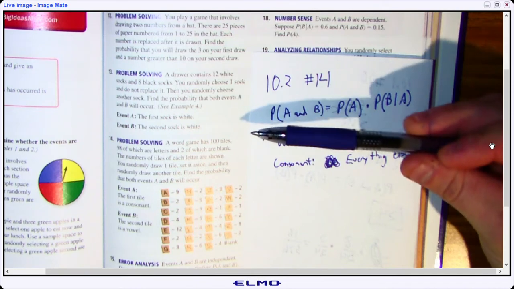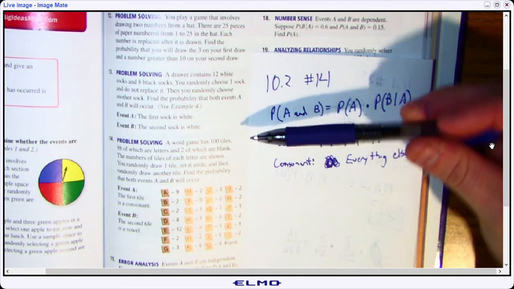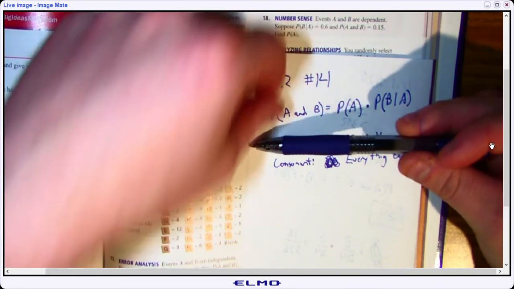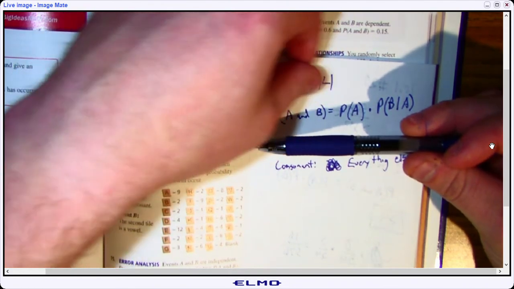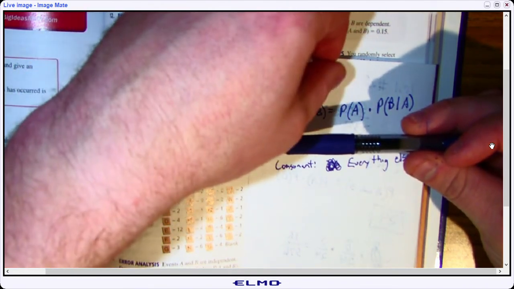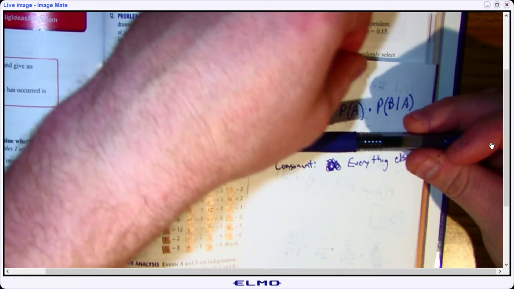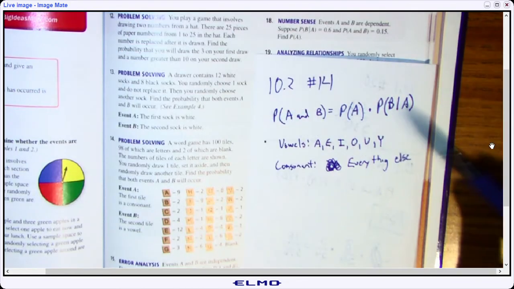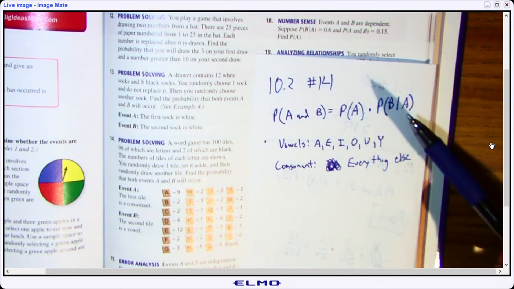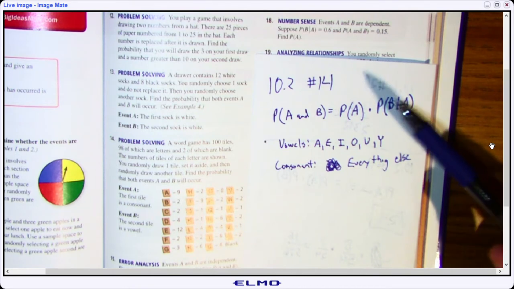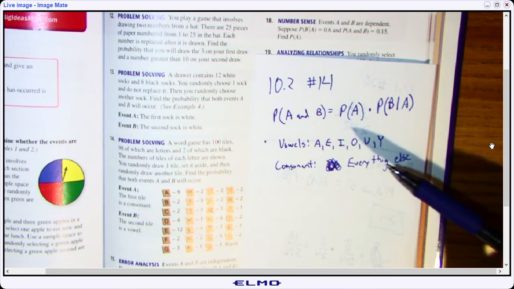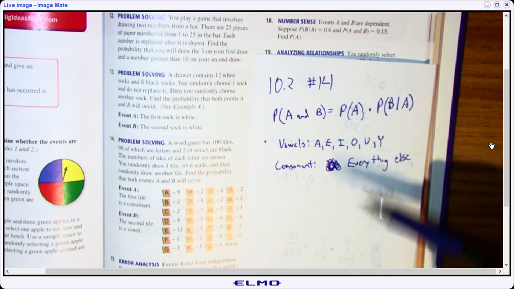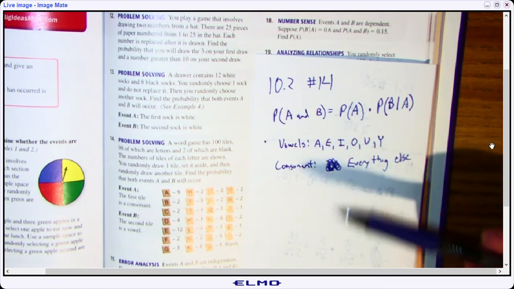And then, hopefully you guys remember, the probability of two events, if they're dependent, is the probability of the first event multiplied by the probability of the second, given that the first has already occurred. That's what that little bar means, right? That's given A.